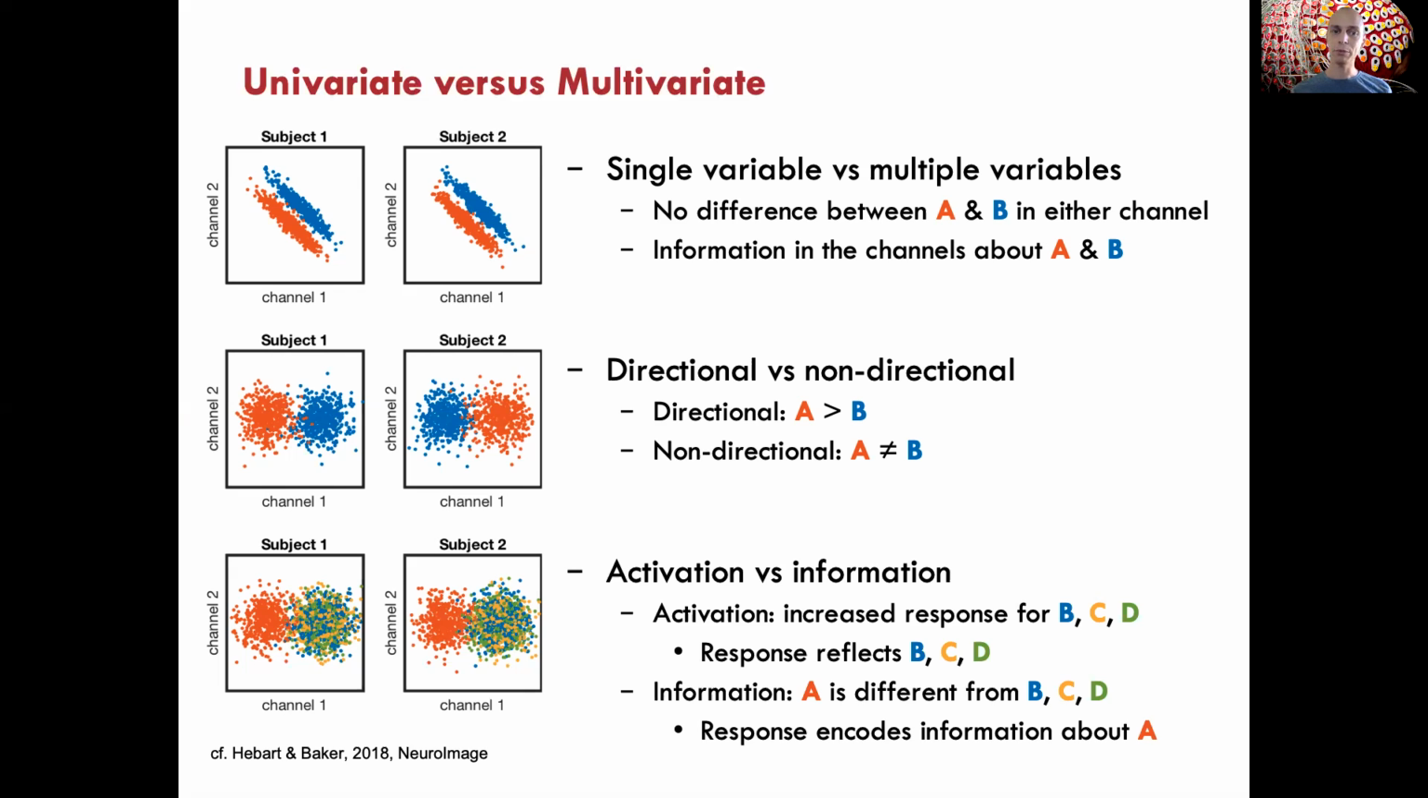But from an information-based perspective, we can also conclude that A is different from B, C, and D. So it might actually be more informative to say that this response encodes something about A rather than B, C, and D. So I hope that you see this difference in the type of question that we're asking here.